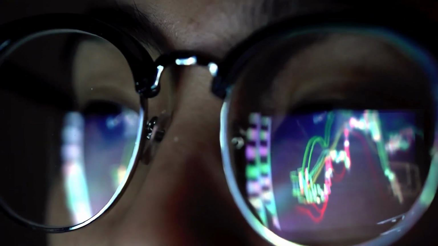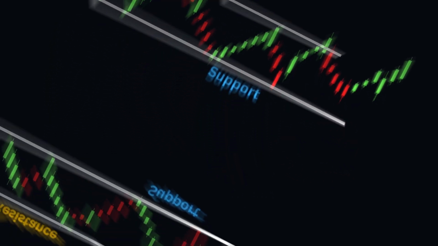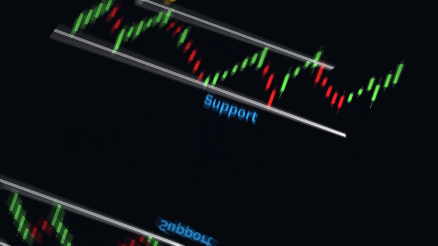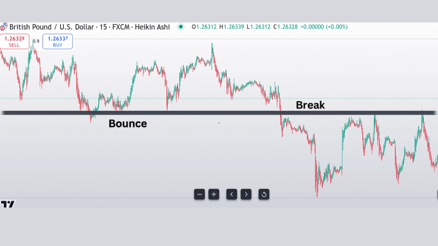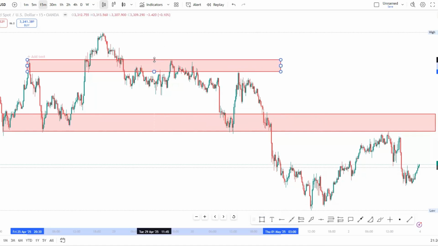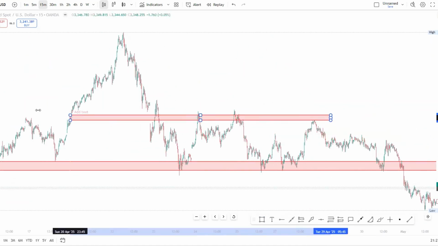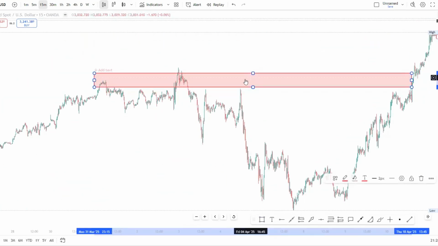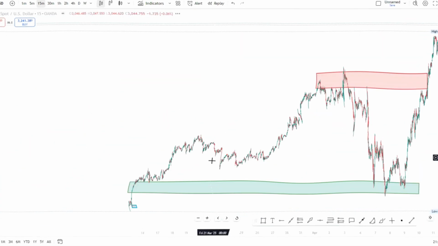Subsection number 1 is pay keen attention to support and resistance, right? Horizontal zones where price reacts. These are decision areas. Price either bounces or breaks from these areas. One of the key things you want to do is to focus on zones and not exactly lines. Even though we've got lines on the charts, we can use our rectangle tools to identify these zones where price is actually bouncing or rejecting directly from.